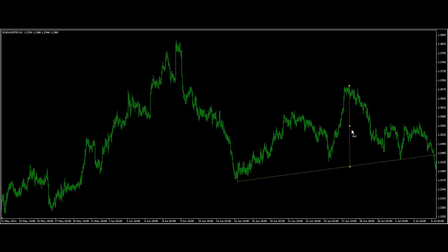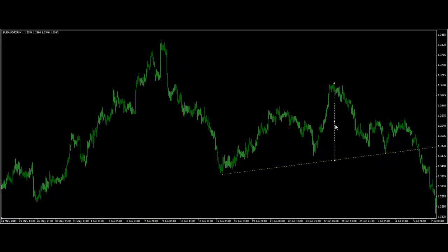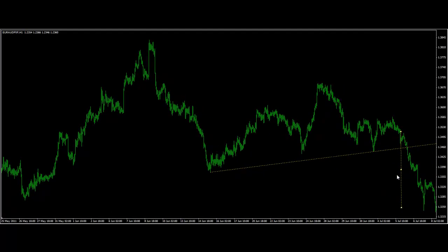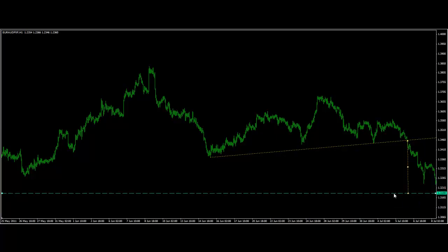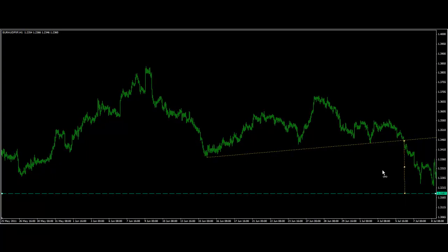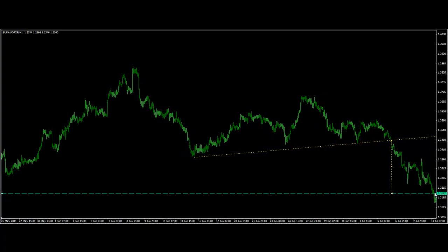Now we're going to take that point at which the neckline's broken, which is here, and here is the level, which is the 131.87 area. And you can see clearly price did meet that objective.